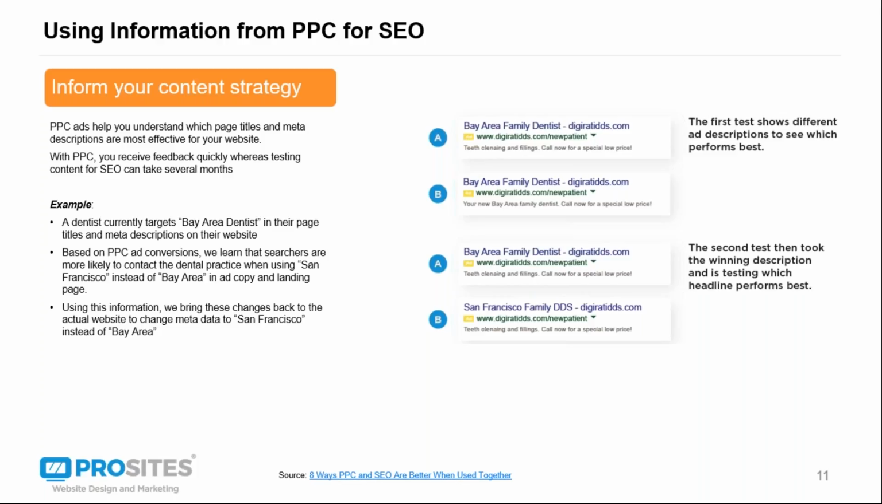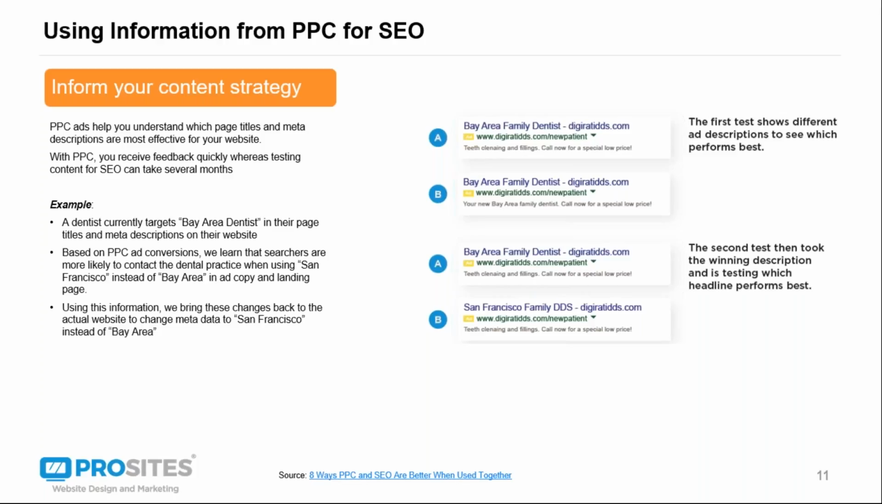If you find an ad that is most effective, you can apply that to your SEO optimization and in turn optimize your page titles and meta descriptions to match the ads that were the most effective, to improve your click-through rate in organic results.